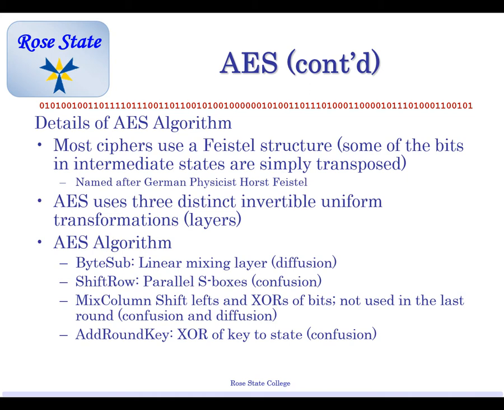Okay, details. It is a Feistel-like structure. Some of the bits in intermediate stages are strictly transposed, and we're going to see how that works. We're going to walk through it. It uses transformation layers, and I have an executable little flash video somewhere. I'll try to put it up if I find it. It's very confusing, but it does give you another view of it. It uses something called SubBytes, then ShiftRows and MixColumns, then finally adds the round key. We're going to see how each one of these steps work.